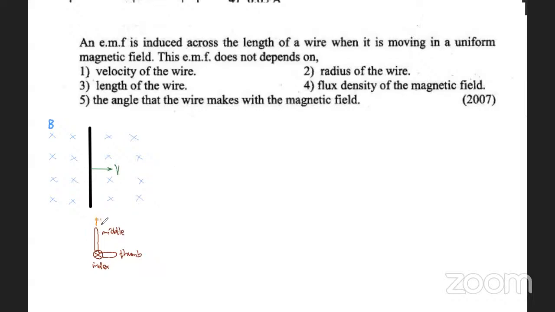Direction of the current, if not direction of EMF. EMF in the sense, direction of current. That is how the current is going to flow, and the thumb is the direction of the motion or velocity, and the index finger represents the direction of magnetic flux density. And what is this rule? What are we using here? We are using Fleming's right hand rule. Careful, not left hand. Fleming's right hand rule.